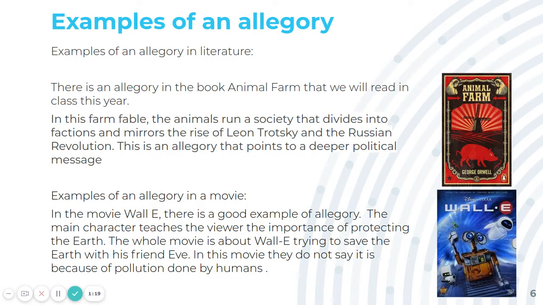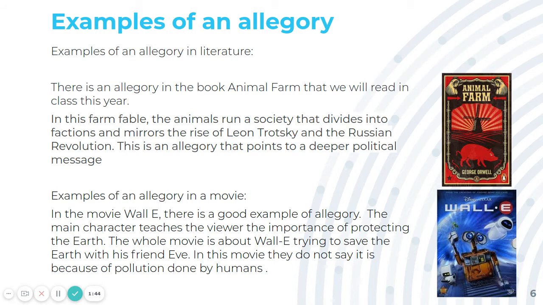Examples of allegory in literature. There is an allegory in the book Animal Farm that we will read this year in class. In this farm fable, the animals run a society that divides into factions and mirrors the rise of Leon Trotsky and the Russian Revolution. This is an allegory that points to a deeper political message.